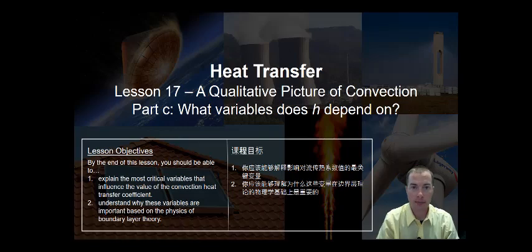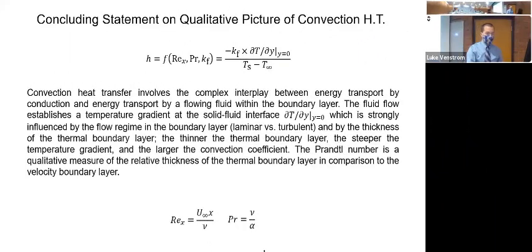On with the lesson. We've kind of wrapped a bow on the qualitative picture that I've been trying to paint for you about what's going on behind convection heat transfer. I'm trying to convince you that we are going to expect equations that allow us to calculate h. We're going to expect that those equations include the Reynolds number, the Prandtl number, and the thermal conductivity.